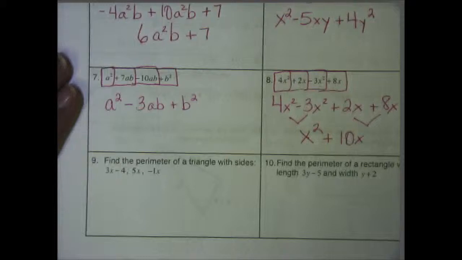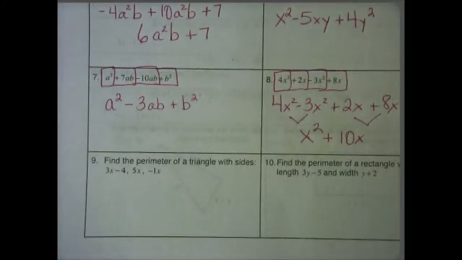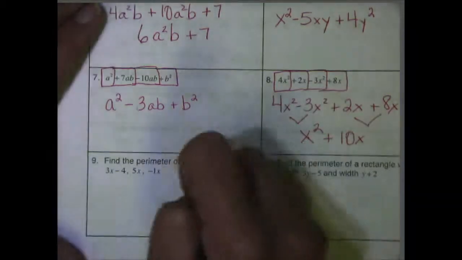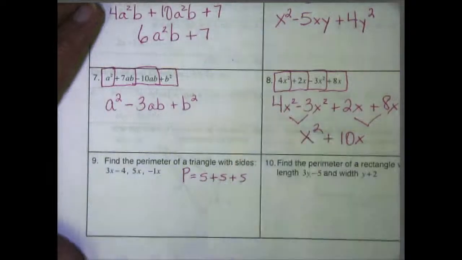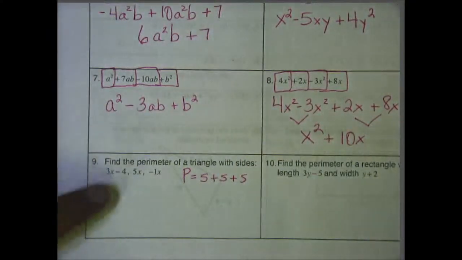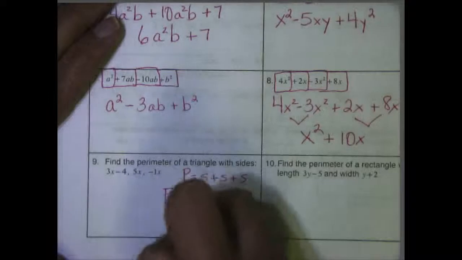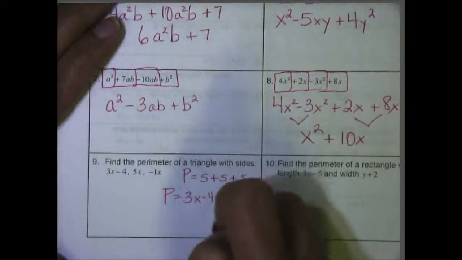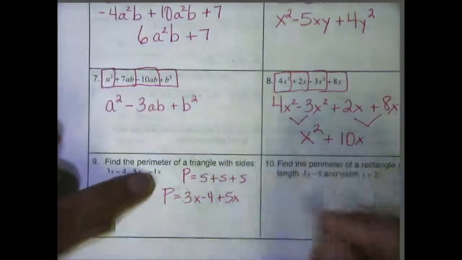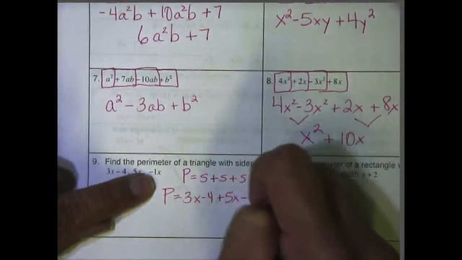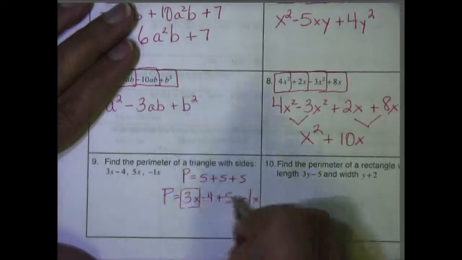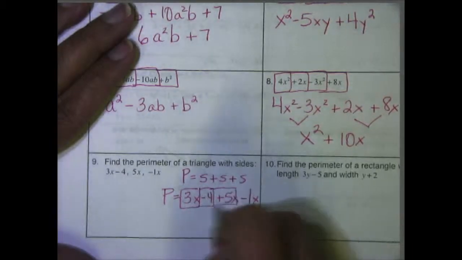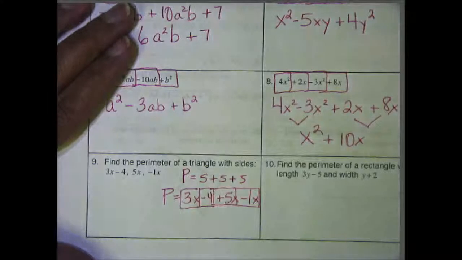Let's take a look at number 9. Find the perimeter of a triangle with the sides 3x minus 4, 5x, and negative 1x. Well, the first thing we need to remember is that perimeter of a triangle is side plus side plus side when all three sides are different. And here they are. So we'll put them in: 3x minus 4 plus 5x, and then plus negative 1x, or we can just write negative x. Either way, it's going to be the same. So we'll go ahead and box our terms. We have 3x, negative 4, positive 5x, and negative 1x.